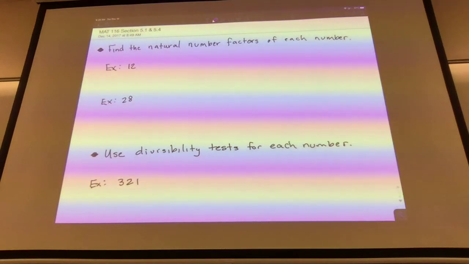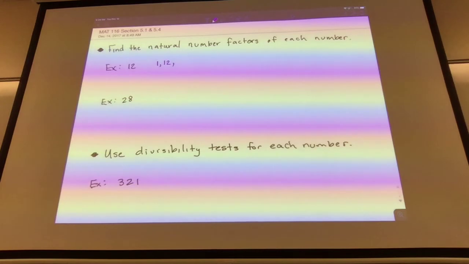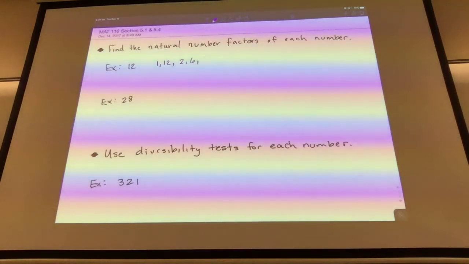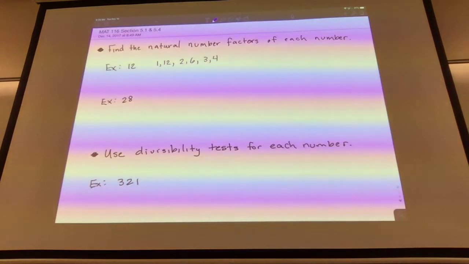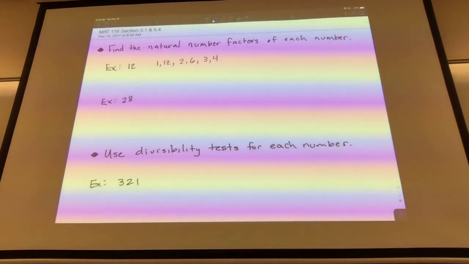So on our first example, the easy one is 1 times itself, right? So 1 times 12 is 12. Give me something else. 2 times 6, good. So 2 times 6 is 12. Anything else? Yes, 3 times 4. So all of these are factors of 12. Now we could put that in order if we wanted to, but order doesn't necessarily matter when you list factors. So the next one we want to look at is 28.